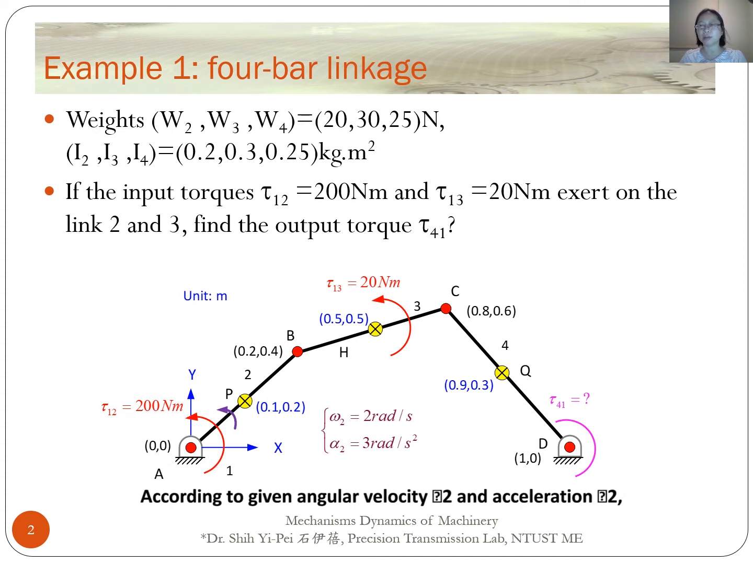According to given angular velocity omega-2 and the acceleration alpha-2, we compute the angular velocities and the angular accelerations of member 3 and 4. Through velocity analysis and the acceleration analysis, the velocity and the acceleration of the center of mass of each member can be determined. The results are given in the last lesson. Dynamic effects are considered. In this case, we need to find the output torque, tau41.